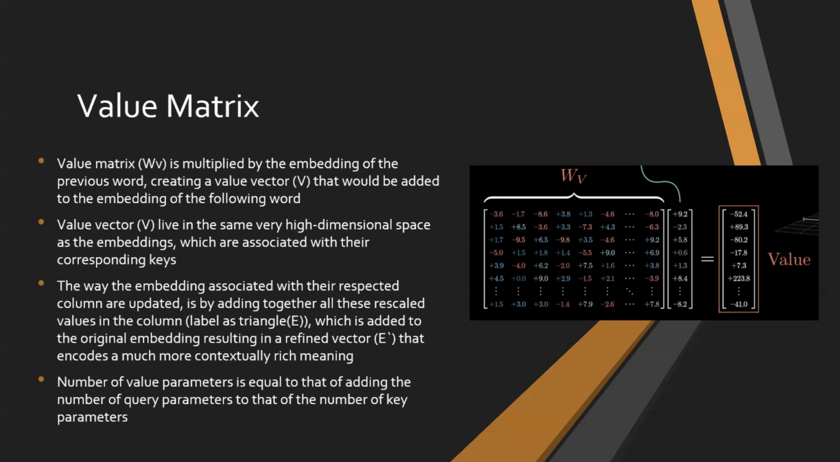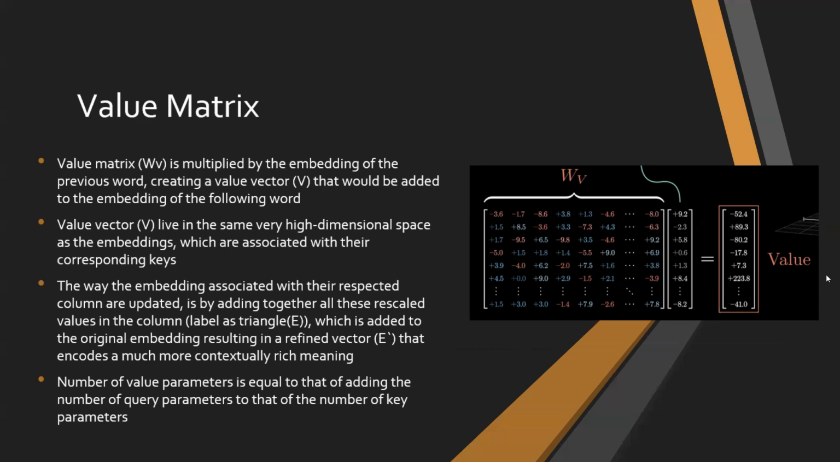The third matrix within the attention head is the value matrix. The value matrix, which is WV, is multiplied by the embedding of the previous word, creating a value vector called V that would be added to the embedding of the following word. Value vectors V live in the same very high-dimensional space as the embeddings, which are associated with their corresponding keys. Just like the query matrix, we have the matrix representing the value matrix, and then we have the embedding followed by the vector that represents the value.